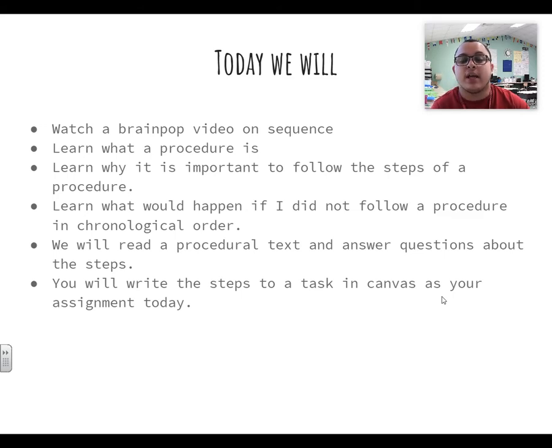Today, what we're going to do is we're going to start with the BrainPop video on sequence. We're going to learn what a procedure is. We're going to learn why it's important to follow the steps of a procedure. We're going to learn what would happen if I did not follow the steps of a procedure in chronological order. And I'm going to talk about what that word means.